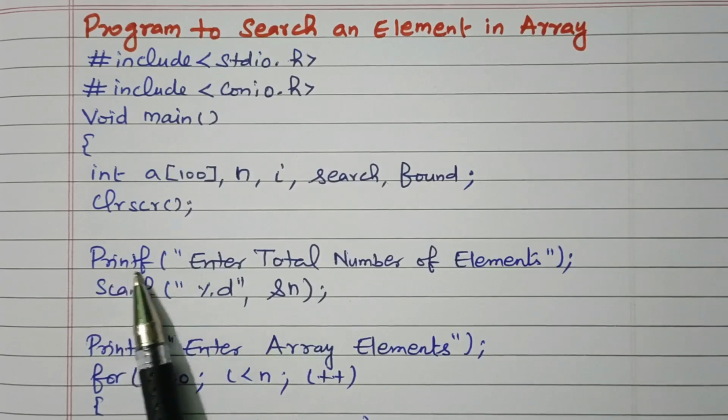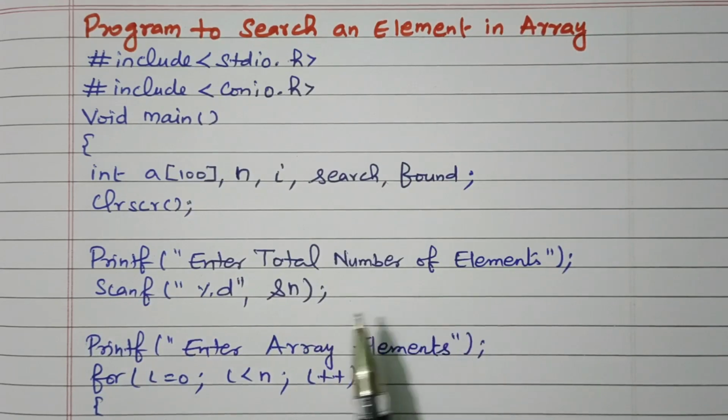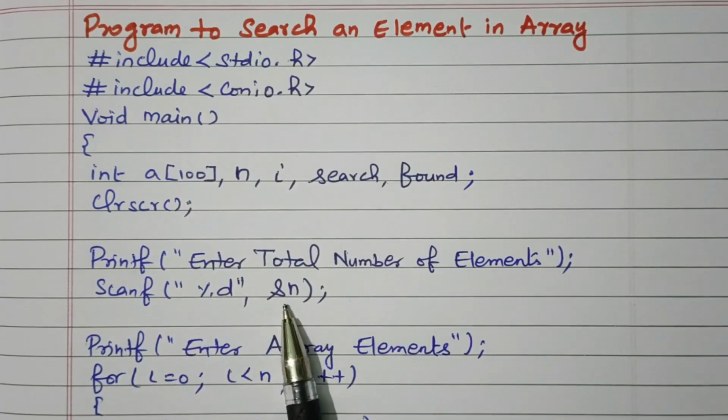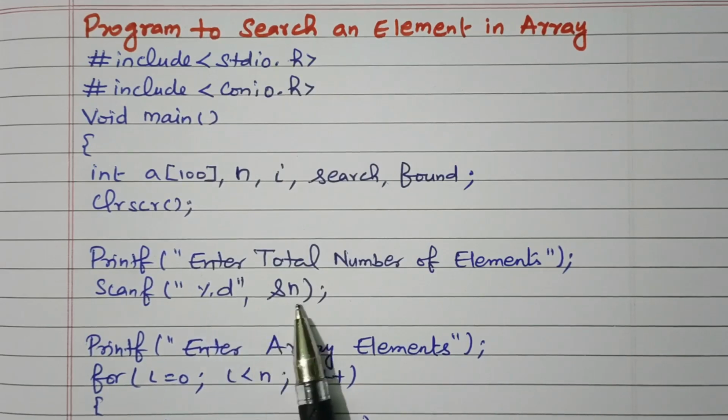Then the first is printf, enter total number of elements. Now we ask the user to enter the total number of elements. scanf %d and &n. This %d refers to integer type, and &n means address of n. The number entered by the user will be stored in the address of n. Now we got the total number of elements.